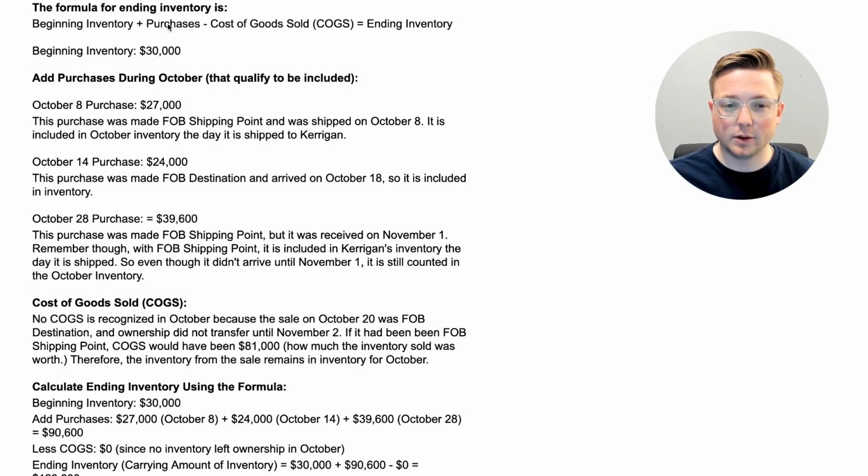That's part of the formula right there. Now let's go through these purchases to see which ones actually are going to be counted in the inventory. So the October 8th purchase was $27,000. It was FOB shipping point. So since they're the one purchasing it, what does that mean? That means that as soon as it was shipped on October 8th, it is included in the inventory of Kerrigan. So that is going to be in their inventory.